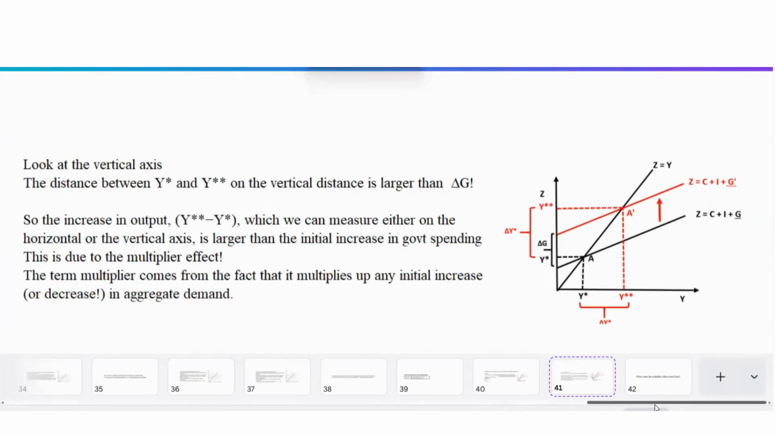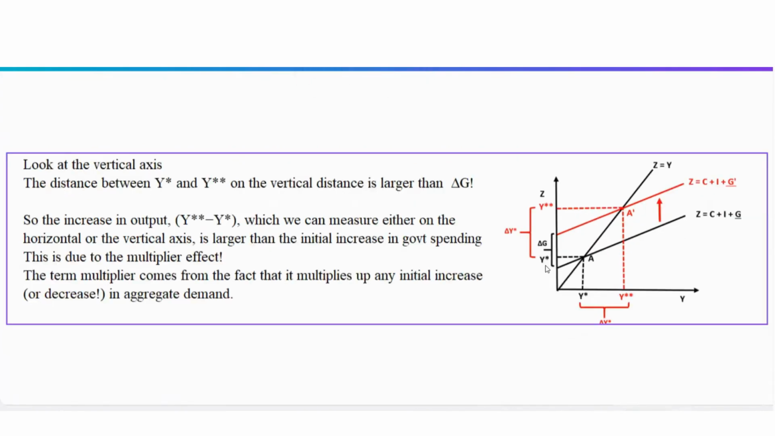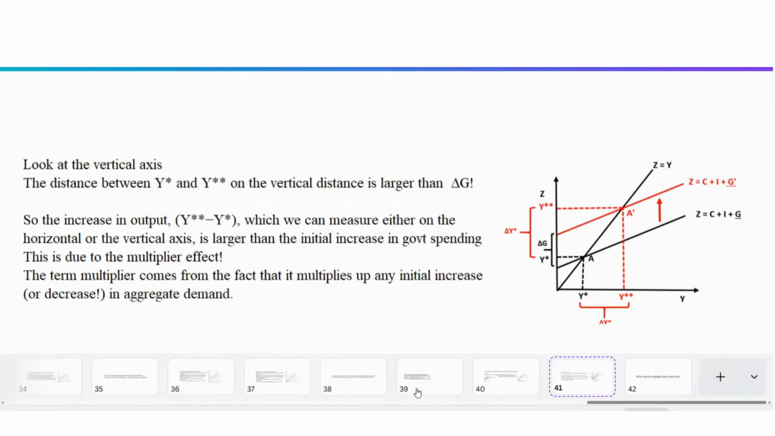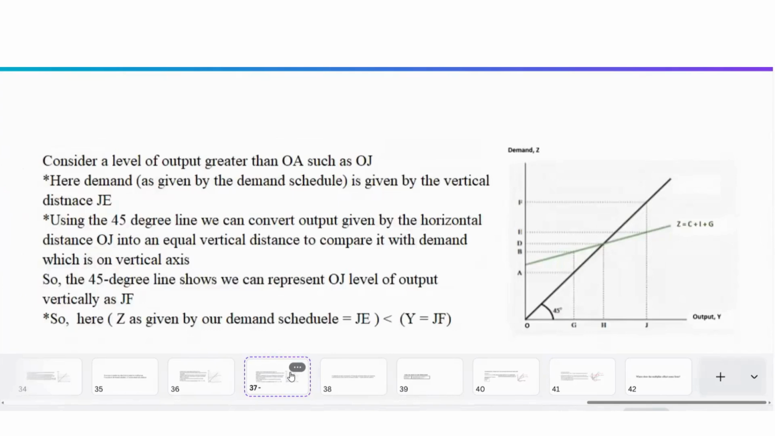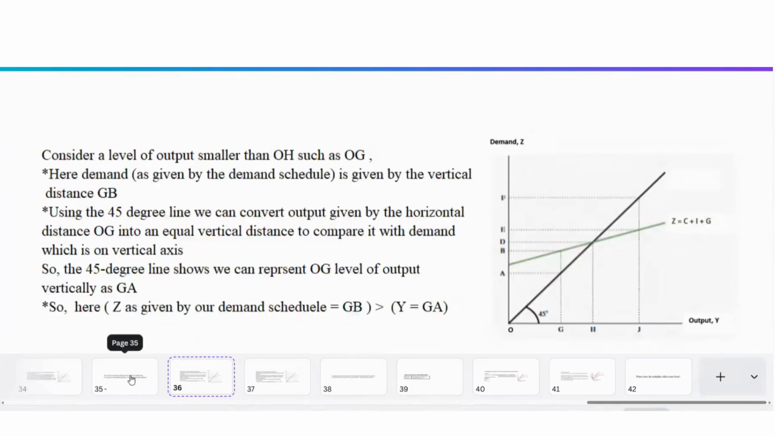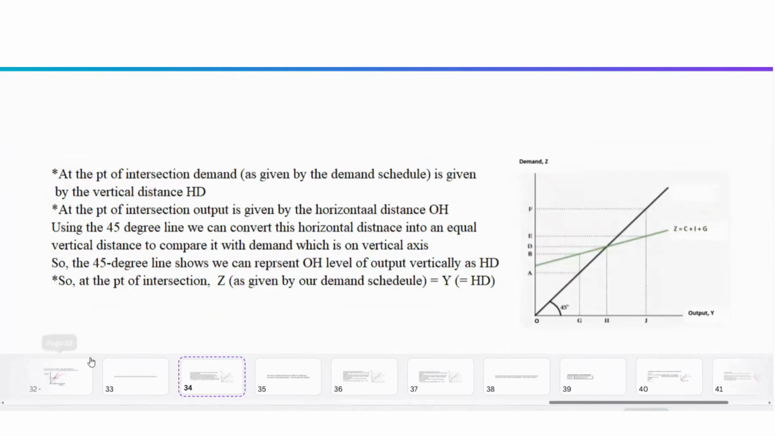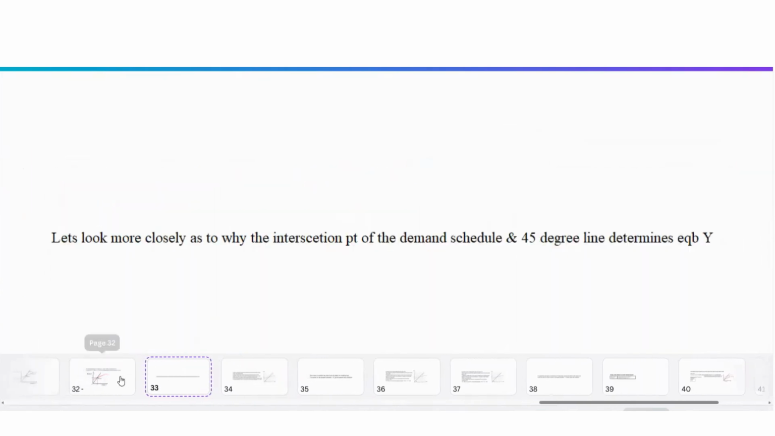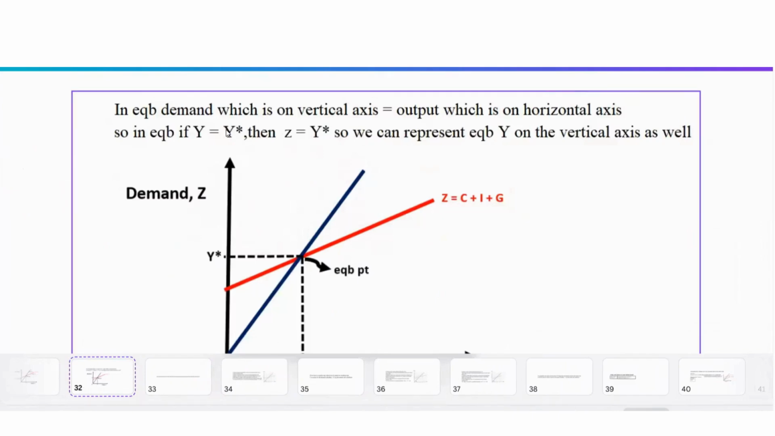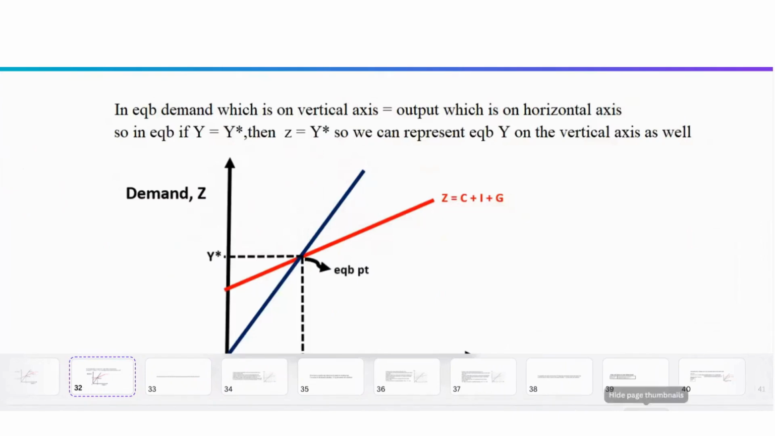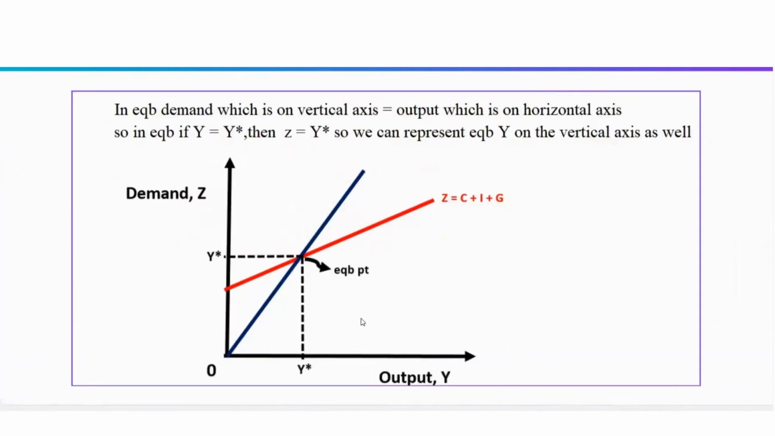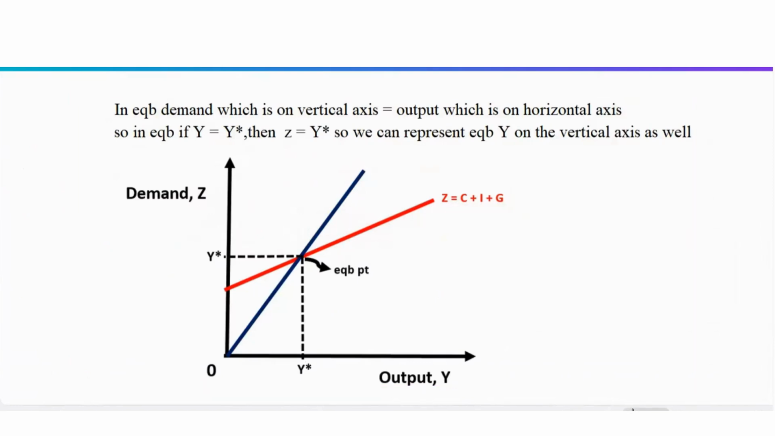Now let's note something. Let's look at the vertical axis. We already talked about this before, that we can represent equilibrium output on the vertical axis as well. In equilibrium, demand, which is on the vertical axis, is equal to output, which is on the horizontal axis. So in equilibrium, if Y is Y star, then Z is also Y star. So we can represent equilibrium Y on the vertical axis also.